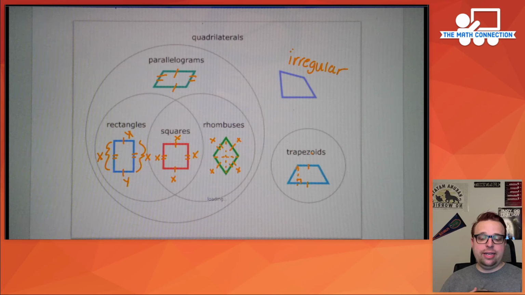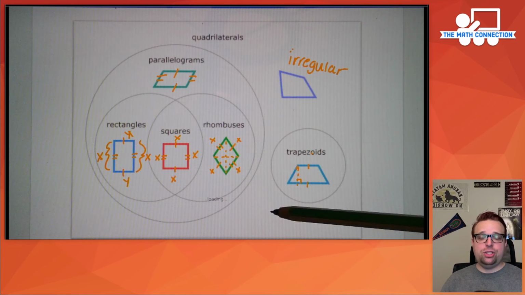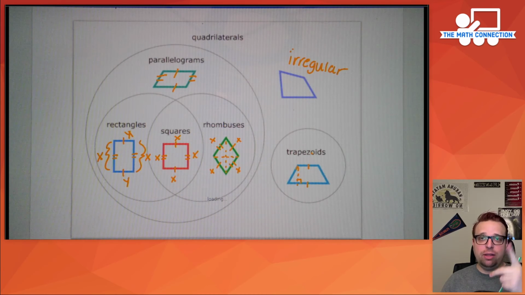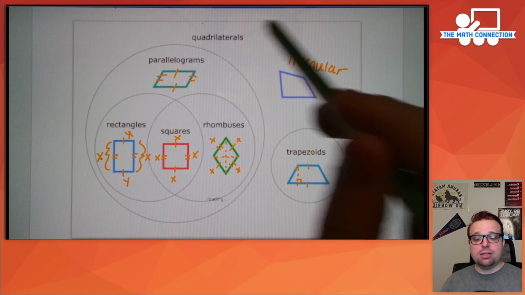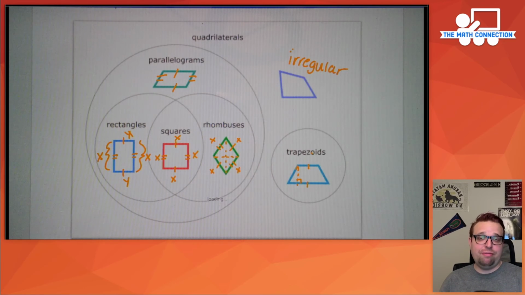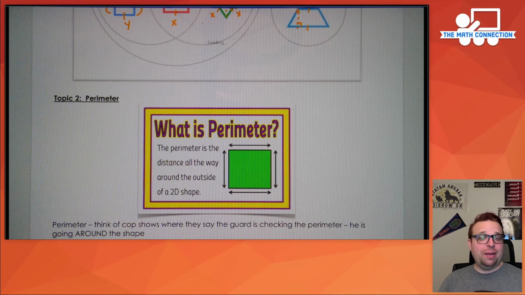But anyway, it does not fall under the category of parallelogram because you don't have two pairs of parallel lines as those sides of that shape. You only have one set of parallel lines. But it still is a quadrilateral. It belongs in this box here because it has four sides, okay? All right, so that's all there is about shapes in this topic.